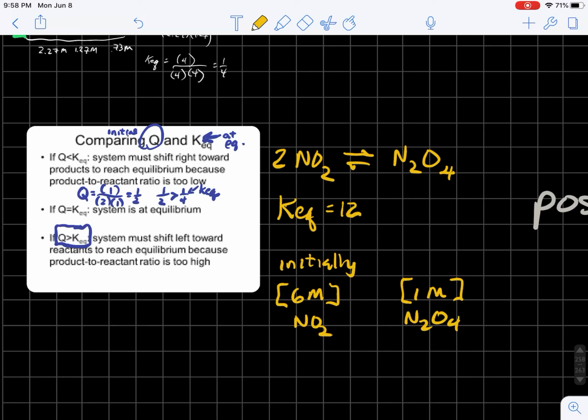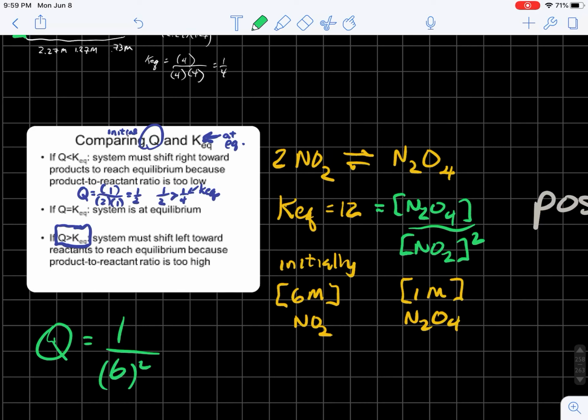All right, so we do our Q. Our Q is going to be our initial values. So K for this reaction is product over reactant squared. All right, so we substitute in our product, and we got 1 molar. We substitute in our reactant, we got 6 molar. Let's square it. So we're 1 over 36, which is 0.028.